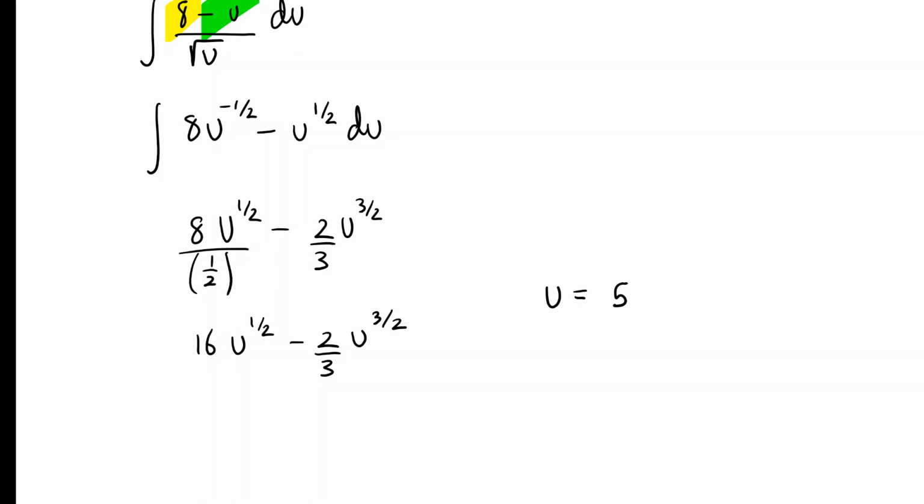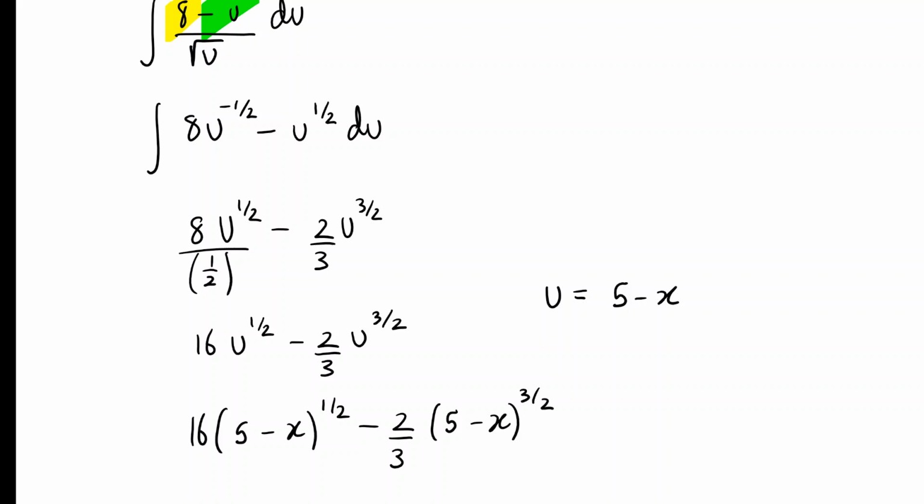u was equal to 5 minus x, so 16 multiplied by 5 minus x to the power of 1/2 minus 2/3 5 minus x to the power of 3 over 2.